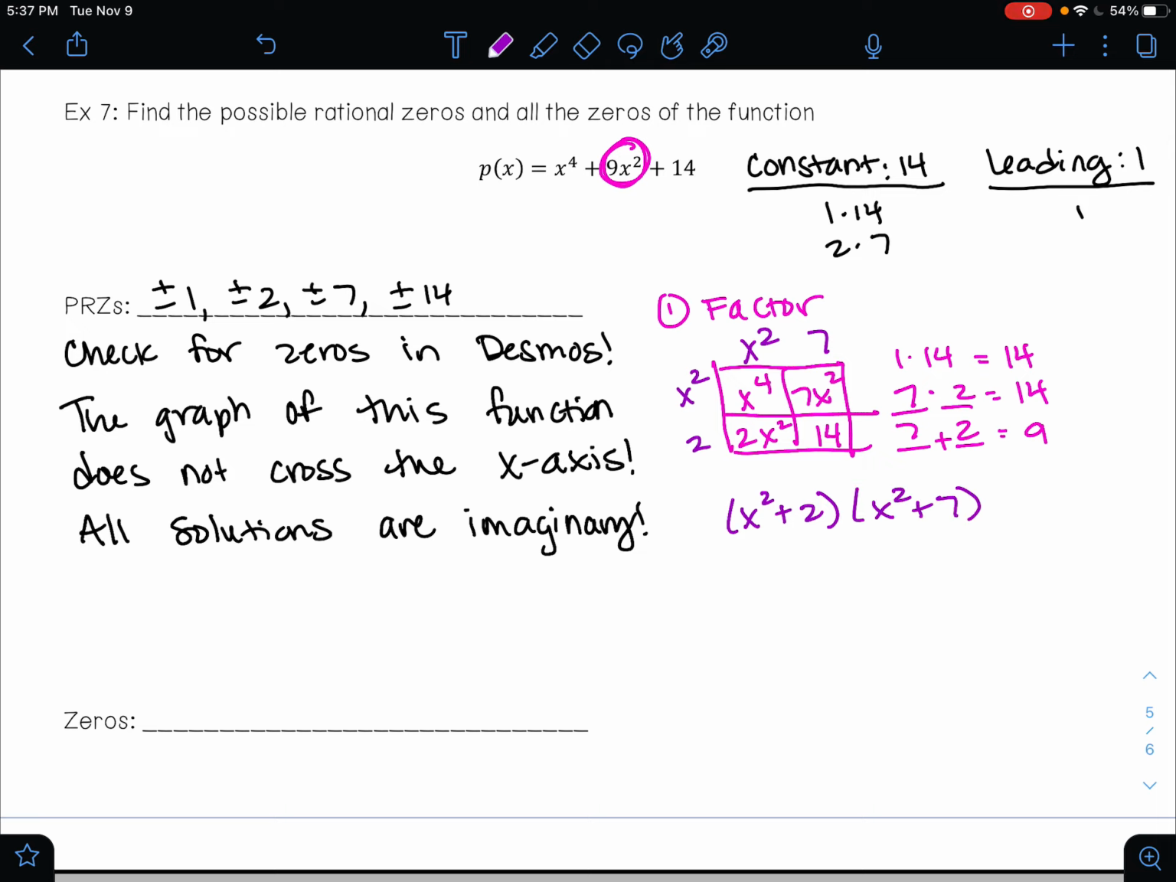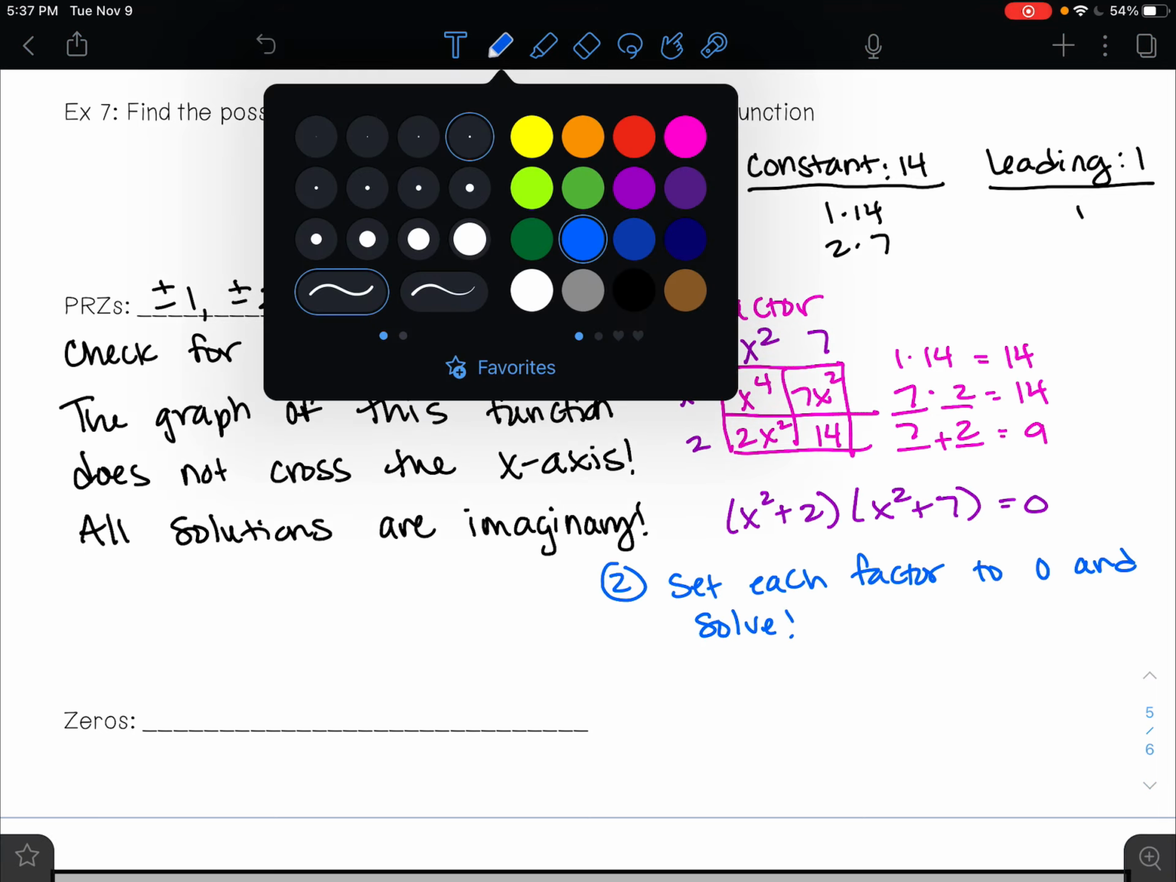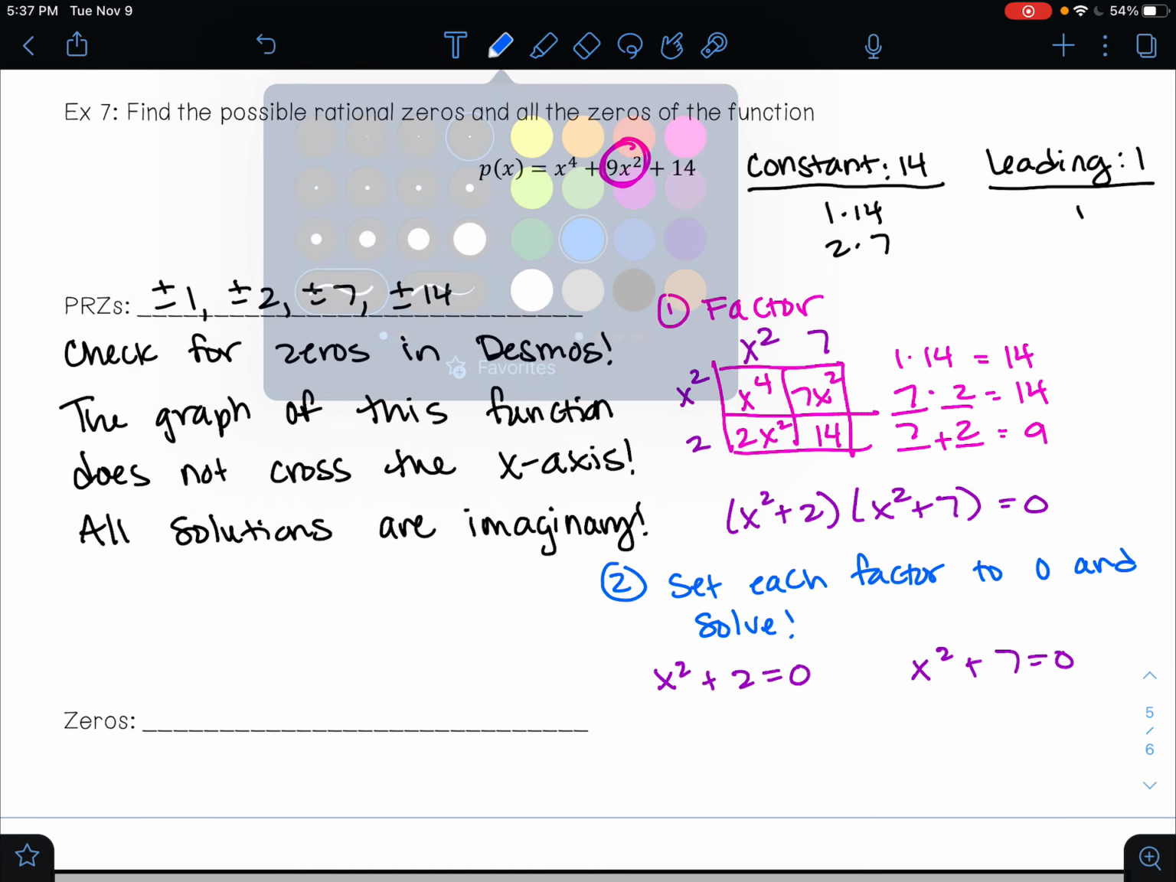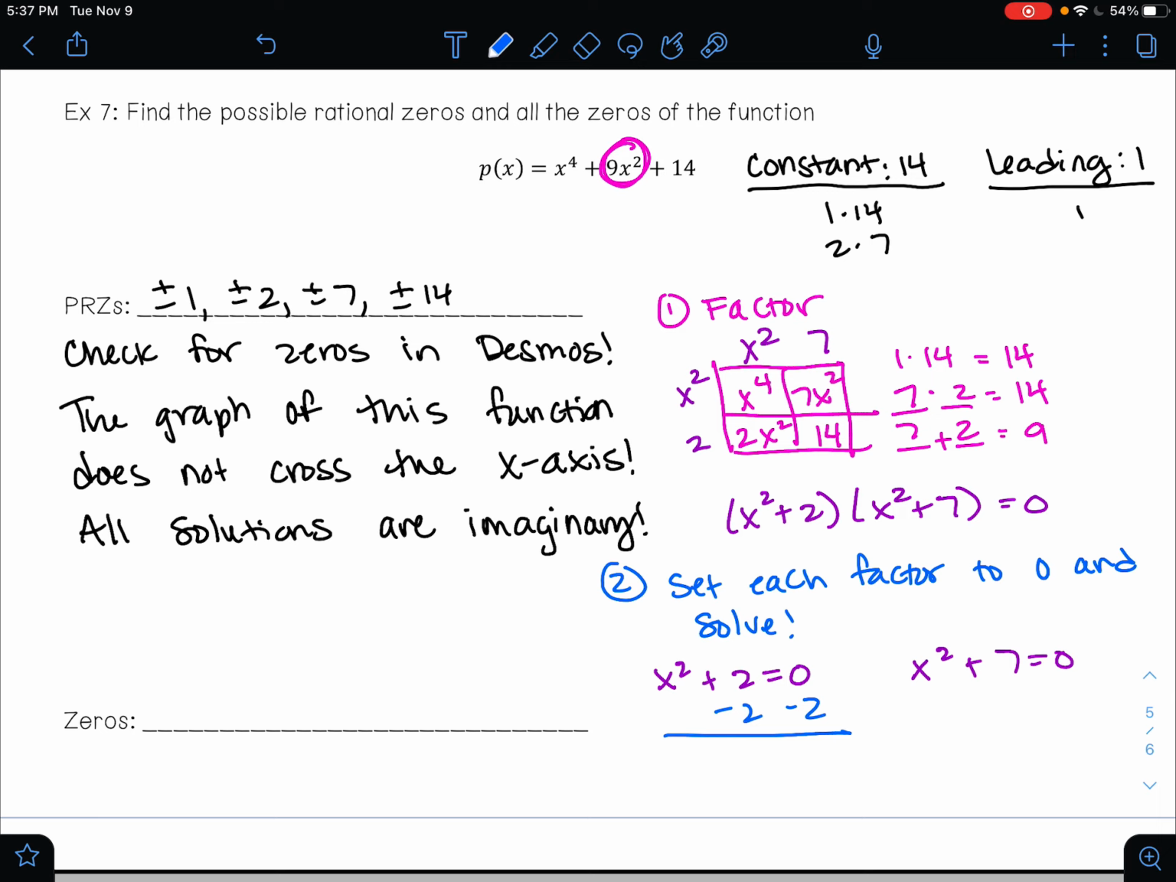From here, we're going to set each factor equal to 0 and solve, just like how we did back in Unit 1. So I'm going to have x squared plus 2 equals 0 and x squared plus 7 equals 0. To solve this first equation, I'm going to subtract 2 on both sides and get x squared equals negative 2. To undo the square, I'll take the square root and get x equals plus or minus i square root of 2.